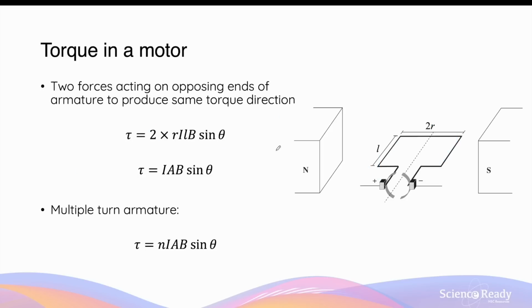Now we have to keep in mind that the original torque equation we just derived is only due to one single force. We have two forces, one force acting downward on the left-hand side and one force acting upwards on the right-hand side. These two forces will be equal in magnitude at a given time, and they will produce the same direction of rotation and therefore torque. So the actual equation for torque is 2 times the value that we just derived.